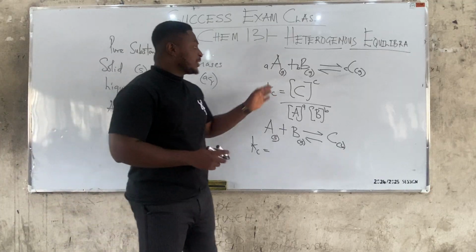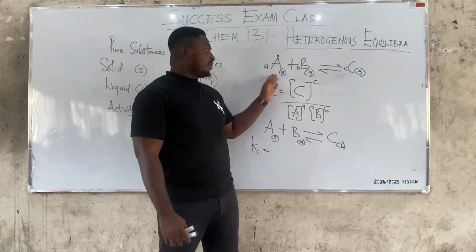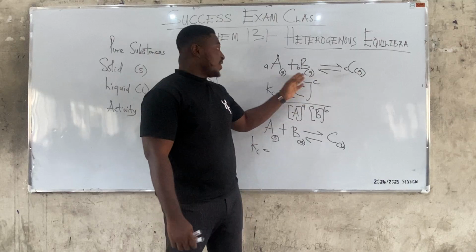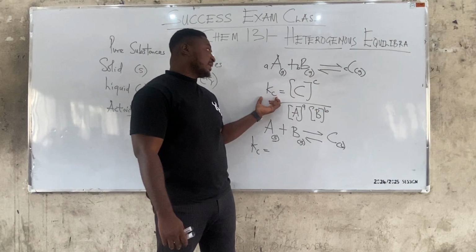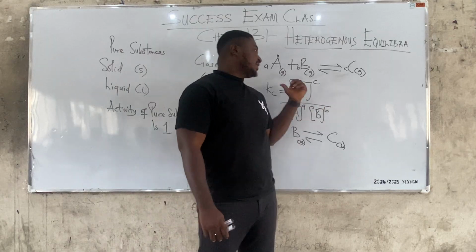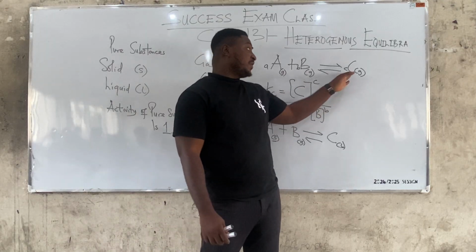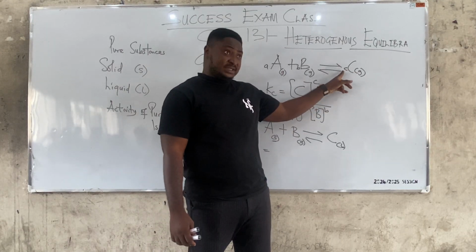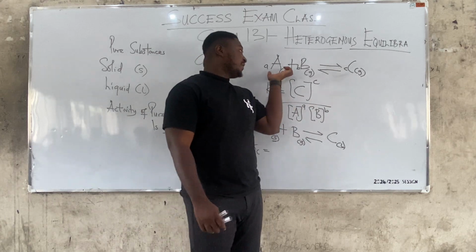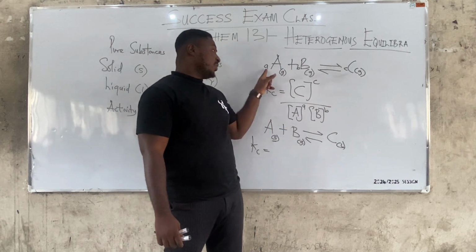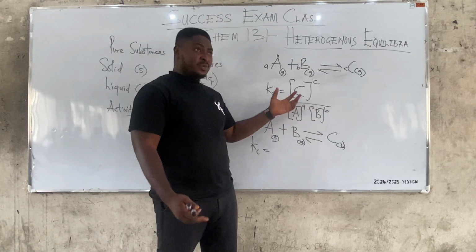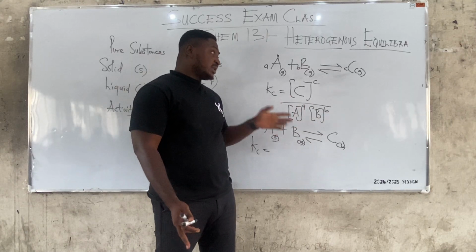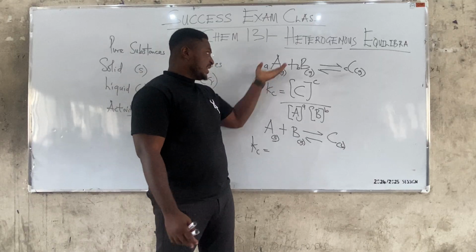So let's take you back to when we did homogeneous equilibrium. A plus B to give C, and they are all gases. When we are to write down the concentration equilibrium constant, we say Kc usually is what? Concentration of the product C raised to the power of the coefficient small c, divided by concentration of the reactant A raised to the power of the coefficient small a, times concentration of the reactant B raised to the power of the coefficient small b. You recall that this bracket stands for concentration. Now, this is the Kc for this reaction.